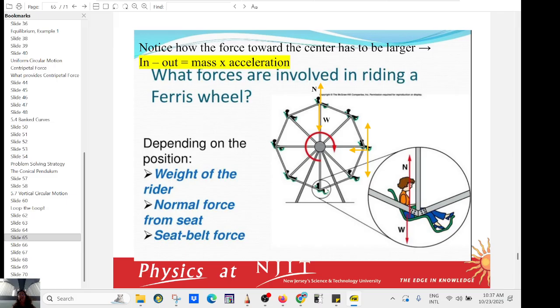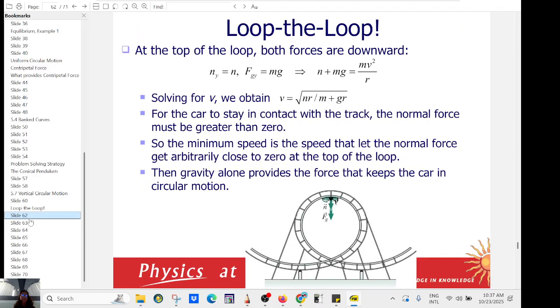So here you're going to have the opposite at the bottom. The normal force has to be larger because it needs to provide that acceleration. It needs to provide the centripetal acceleration. One has to win. If there is no winner, there is no acceleration. If the net force is zero, there is no acceleration. Okay, so this is one situation.